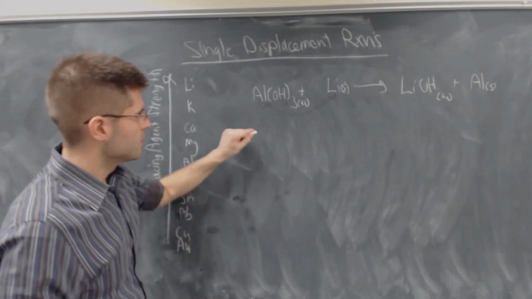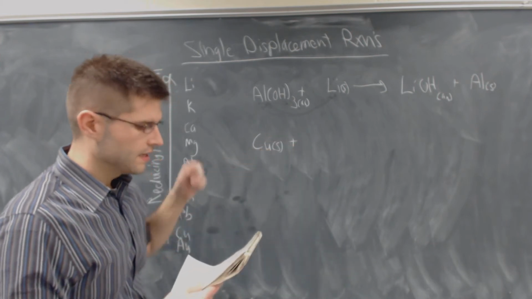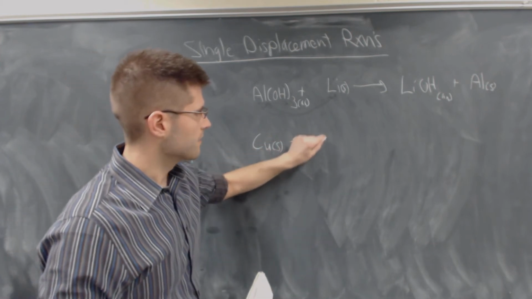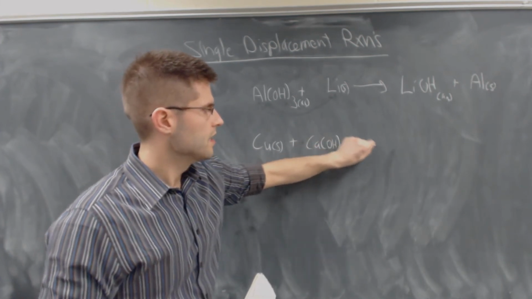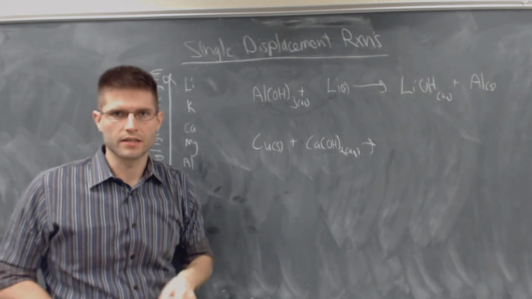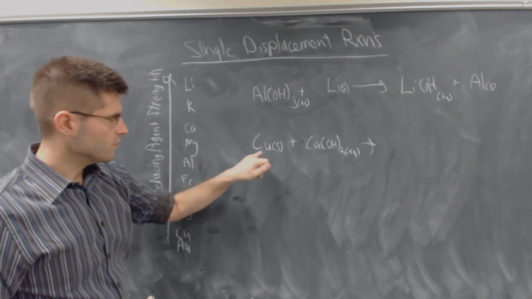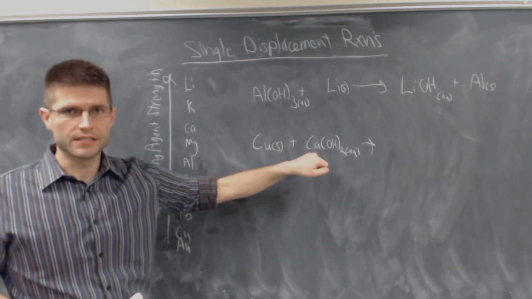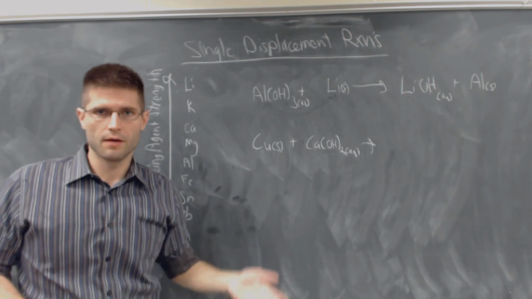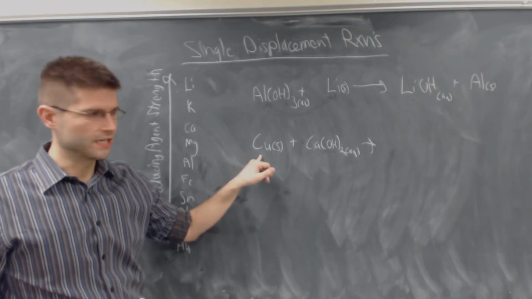Let's try reacting copper solid with calcium hydroxide. I'm going to stick with the strong bases because they're an aqueous solution, but this can be any type of ionic compound that's aqueous. Okay? So here we have to see which one is better at being a reducing agent. Calcium, in this case, is a 2+, it can give up 2 electrons. Copper over here is in a 0 oxidation number.